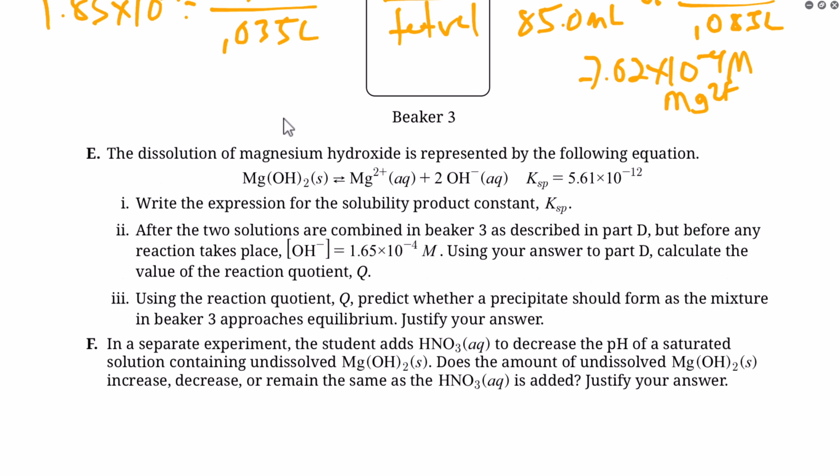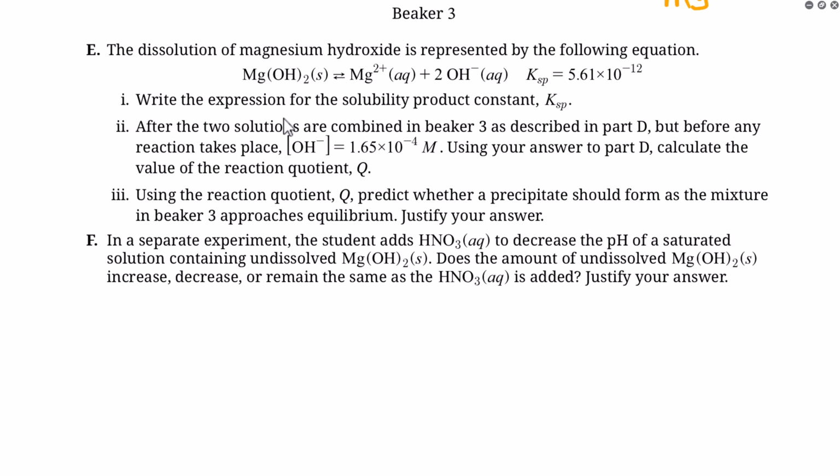Just scroll down here. All right, so it looks like we have a solubility equilibria question here. It says the dissolution of magnesium hydroxide is represented by the following equation, and you're given a Ksp value. It says write the expression for Ksp. So let's do that first.